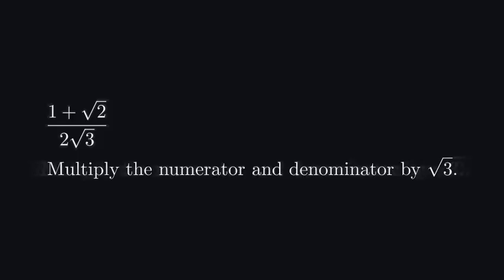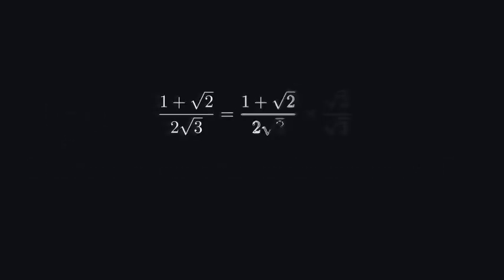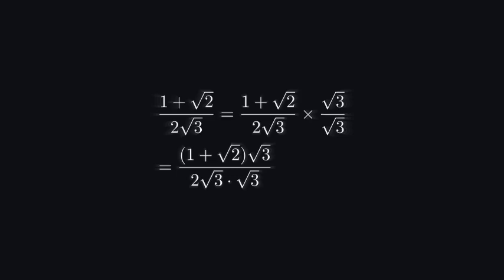Multiply the numerator and denominator by the square root of 3. One plus the square root of 2 over 2 the square root of 3 equals 1 plus the square root of 2 over 2 the square root of 3, times the square root of 3 over the square root of 3, which equals 1 plus the square root of 2 times the square root of 3 over 2 the square root of 3 times the square root of 3.